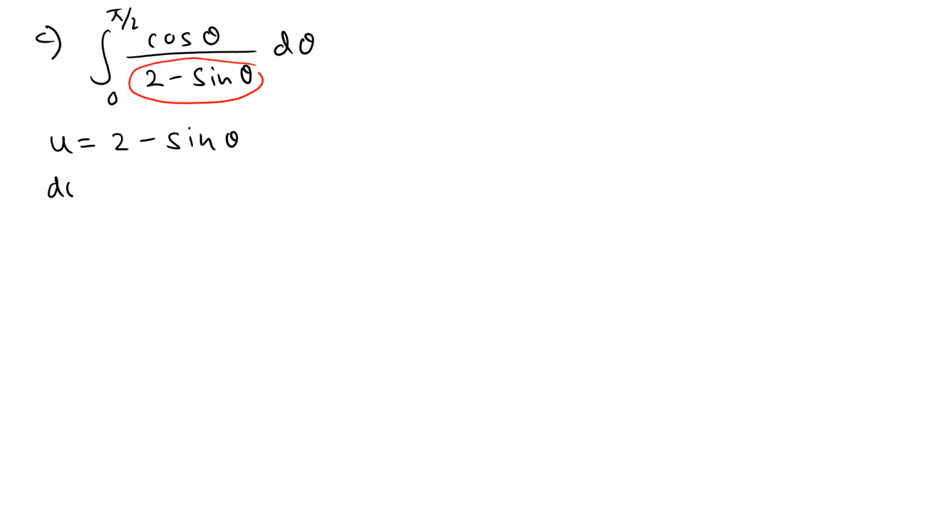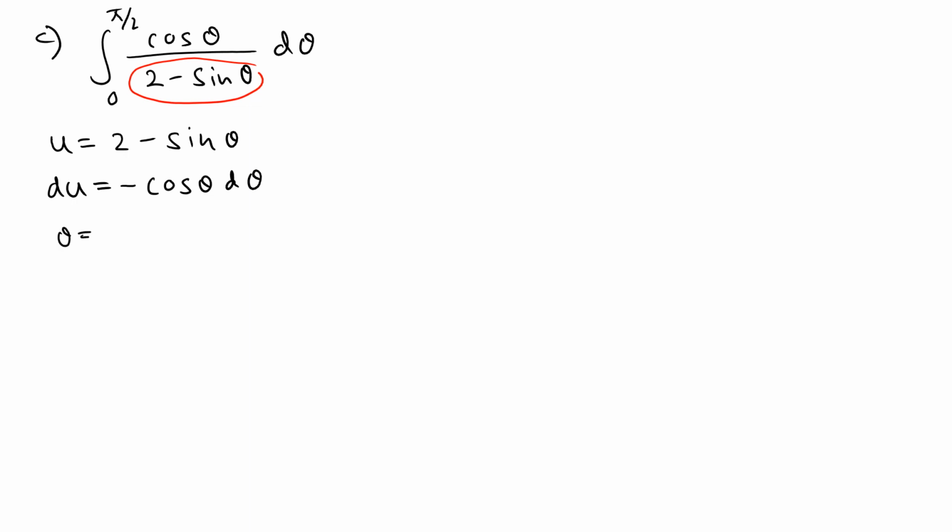And then once you take the derivative, you can see that the derivative of sine theta is cosine theta, so with the negative sign it is negative cosine theta d theta. Good, that's what you get. And also you can see that there are limits here, so we also calculate the new limits.